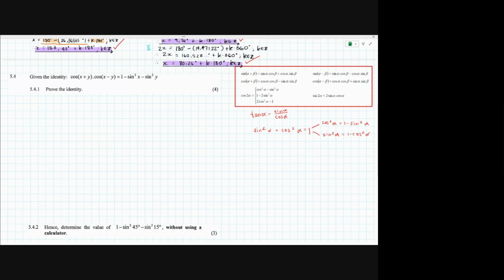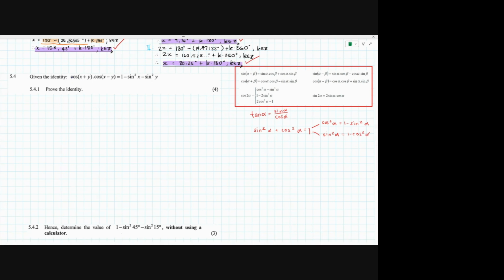But my advice is if you really don't know, go to your identities. So yes, you could change sine squared x to 1 minus cos squared x. And yes, you could change this to 1 minus cos squared y. And yes, you could change the 1 to sine squared alpha or sine squared x plus cos squared x. Absolutely. And to be honest, I haven't tried it. It might very well work. But look out for identities that you can immediately identify for yourself.